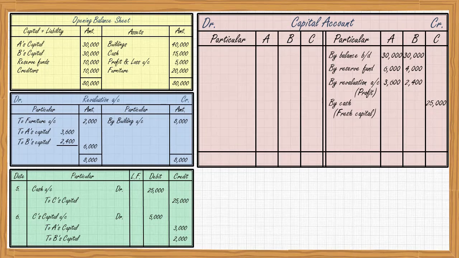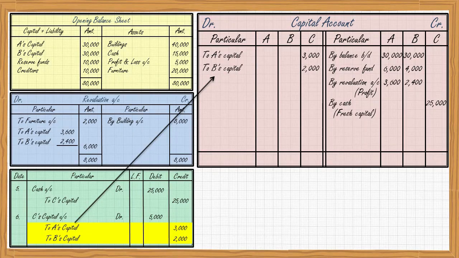And then out of 25,000, 5,000 was taken from C's capital account and it was transferred to A's and B's capital account. So on debit side, to A's capital, to B's capital, and in C's column you should write down 3,000 and 2,000 rupees. In the same way, because A's and B's capital has been credited, so you will have to write down on the credit side by C's capital, and in bracket you should write down goodwill, because this was the share of goodwill that was transferred from C's capital to A's and B's capital, that is 3,000 and 2,000 rupees.